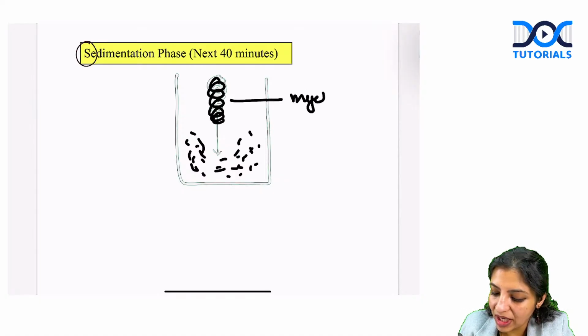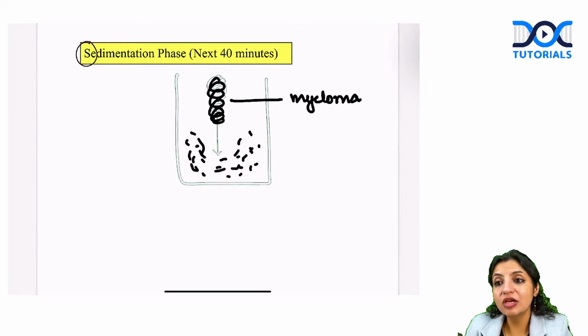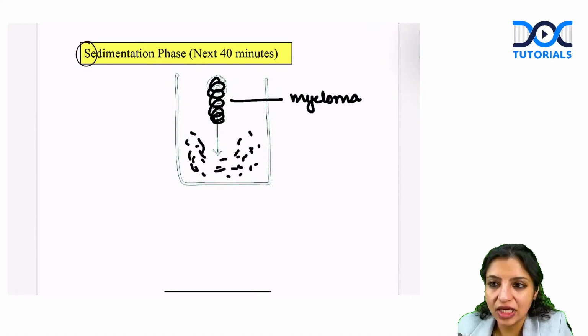Like in cases of myeloma, the rouleau is very big because there are a lot of globulins which are increased. So they remove the negative charge and they form big rouleau. So it will fall down quickly. That is why in myeloma, ESR is very high.